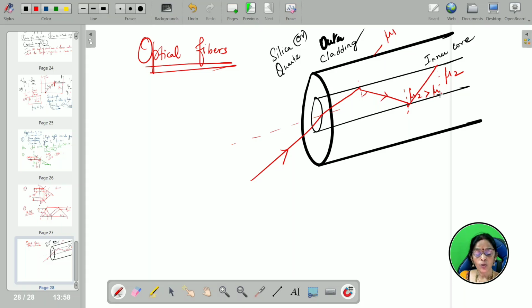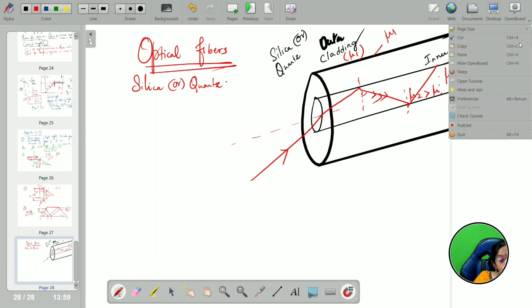That's all. So optical fibers are made up of silica or quartz glass. It is made up of two materials, of course glass only. Inner core of higher refractive index, outer cladding of slightly lesser refractive index. Light signals are passed in such a way that they first enter the core, because the core is a denser medium. Then it enters at an angle greater than the critical angle, therefore TAR takes place. That is how it works.